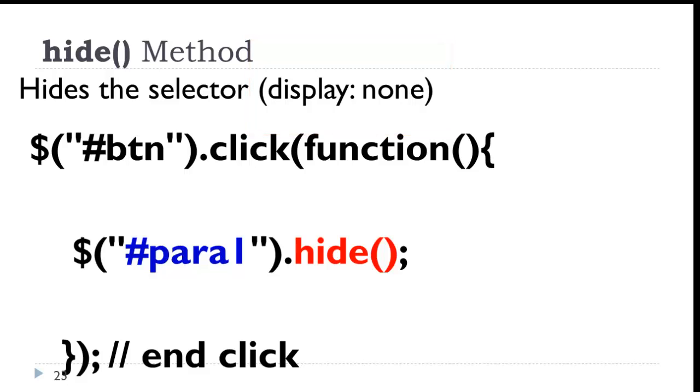So in my code here, my first line of code, if I'm clicking on a button, there's my button selector .click. I'm clicking on a button and I'm running this anonymous function, and there's my selector #paral1, so there's an ID somewhere, .hide. That will hide it.